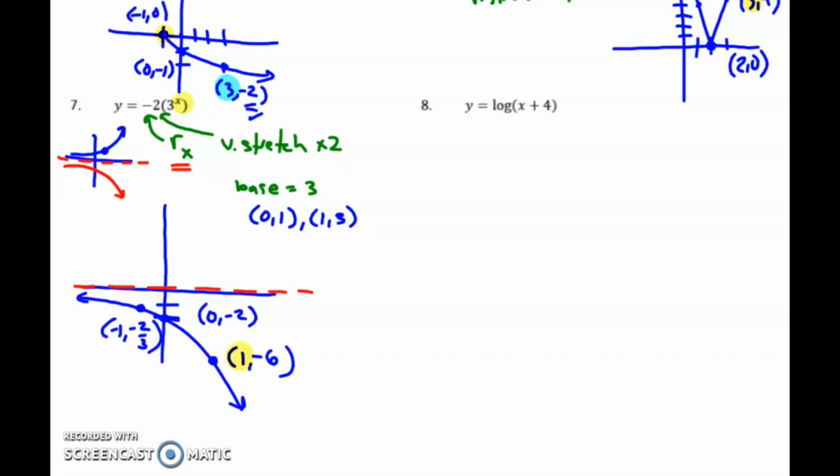-2 times 1 is -2. So these two both work. -2/3 is a little bit more work in terms of that exponent, but you can use your calculator if you want just to verify it. So I'm pretty confident that this is correct.